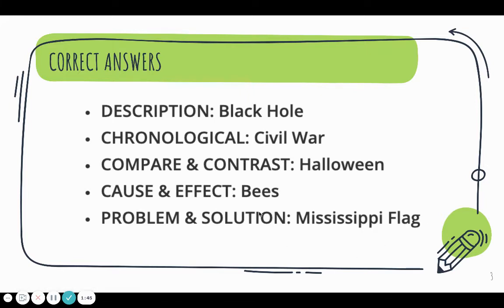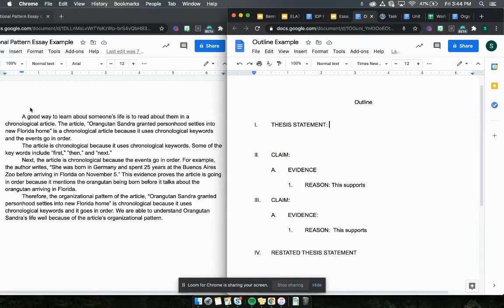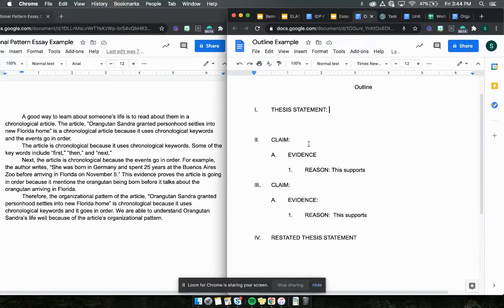So if you did not use the correct organizational pattern for the article, then you know that that is something that you need to change. For this reassessment, you are going to be taking the information from your essay and plugging that information into the outline template that you opened on Schoology. Your best option to do this is to split your screen between your essay and the outline that you are going to be completing.